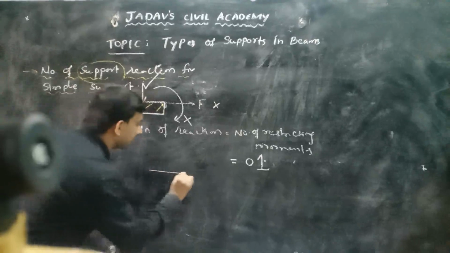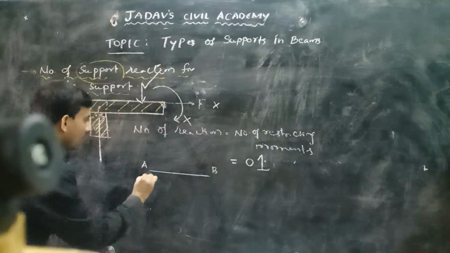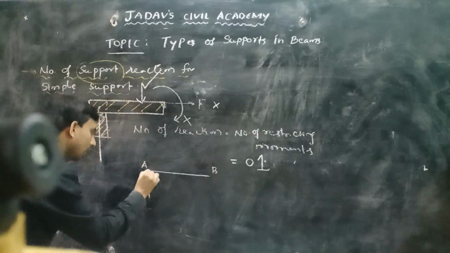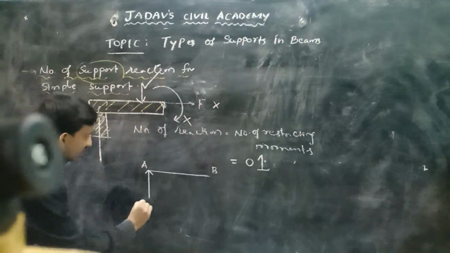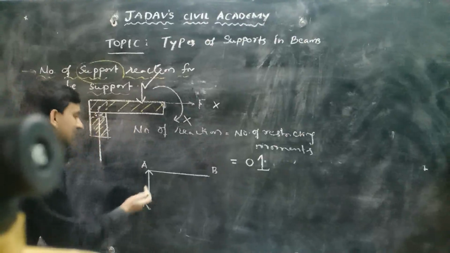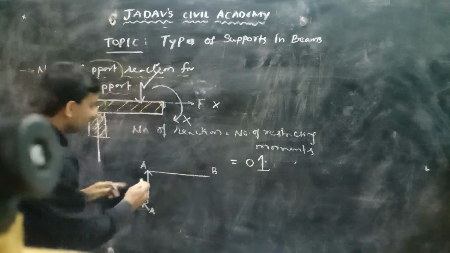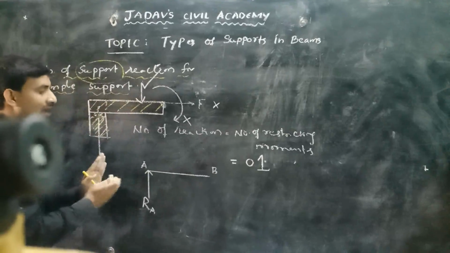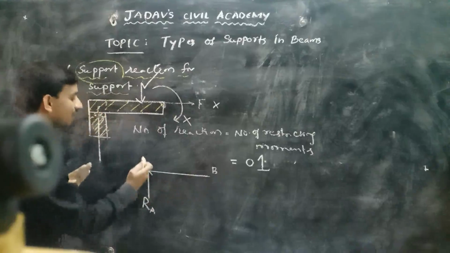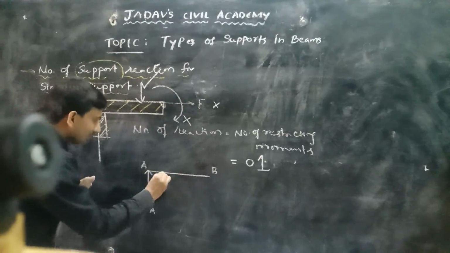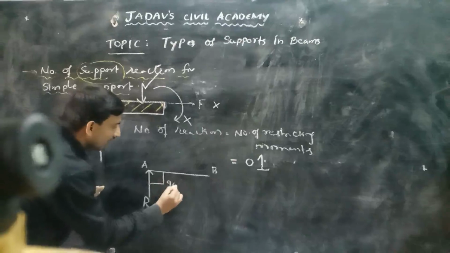So this simple support can be shown, say this is a point A and this is a point B in the beam, with a line with an arrow in the vertical direction. As it is a reaction, it is represented with an R, and this reaction is acting at point A, so we can write it as RA. This reaction should act normal to the axis of the beam. So assume that this is the axis of the beam; the angle between this normal reaction and the axis of the beam is 90 degrees.